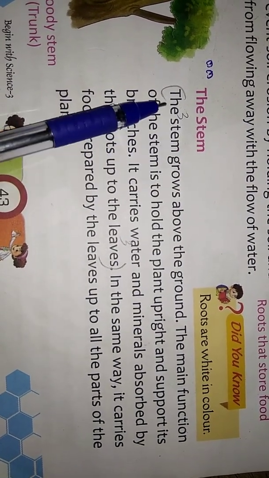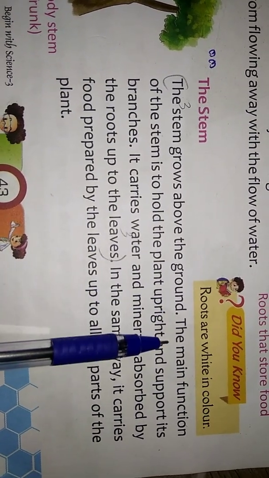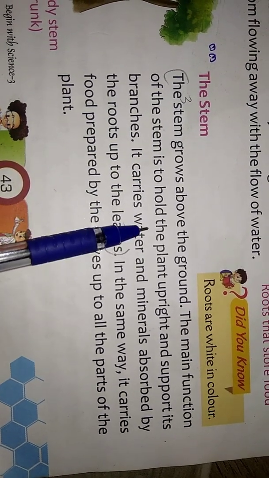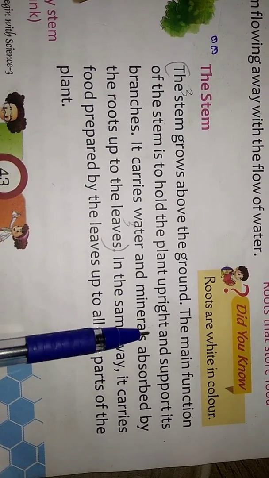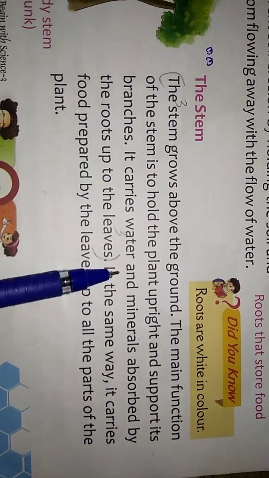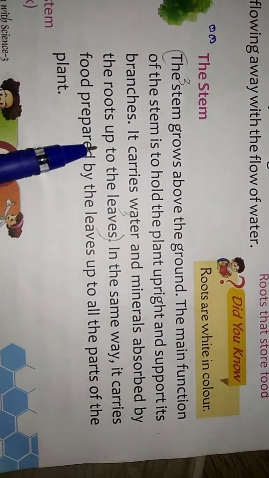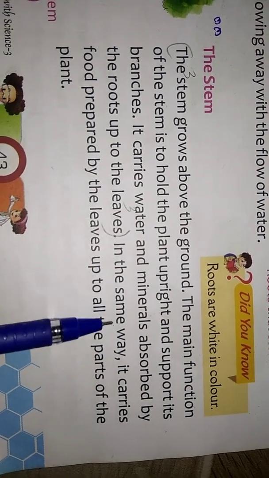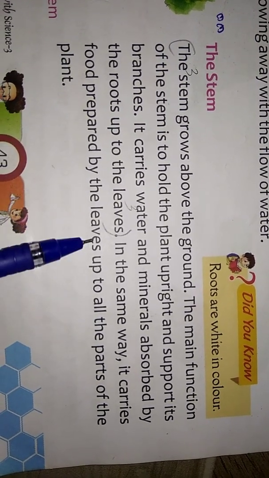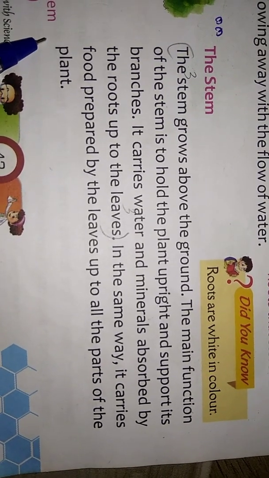The stem grows above the ground. The main function of the stem is to hold the plant upright and support its branches. It carries water and minerals absorbed by the roots up to the leaves. In the same way, it carries food prepared by the leaves up to all the parts of the plant.